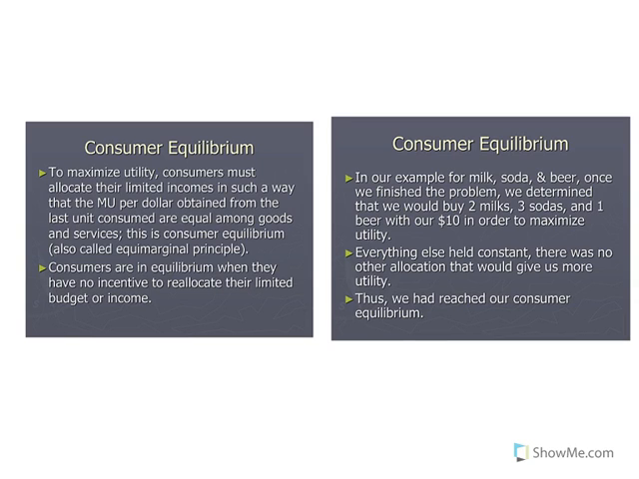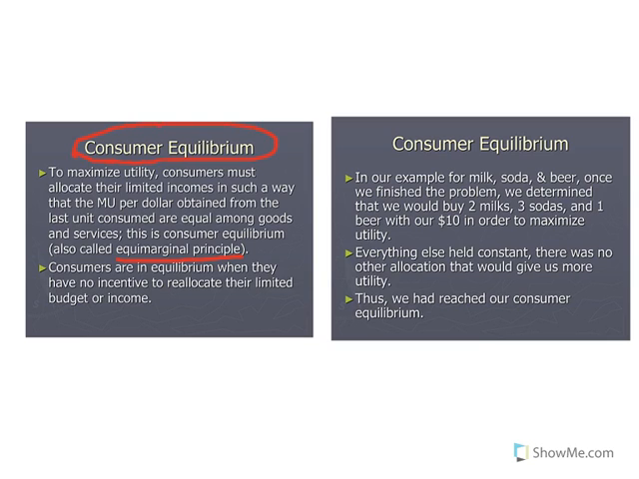Now, another thing that happens when we purchase goods and services in this manner is it pushes us towards this concept that economists refer to as consumer equilibrium. It's also sometimes called the equimarginal principle. And basically, consumer equilibrium is just stating that consumers must allocate their limited incomes in such a way that the marginal utility per dollar obtained from the last unit consumed are equal among goods and services. In other words, once you reach your consumer equilibrium, you have no incentive to reallocate your income in any other manner.